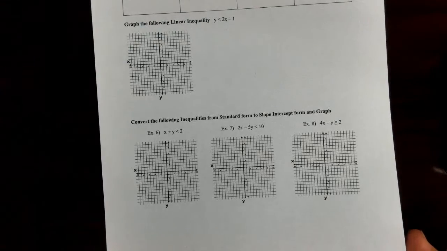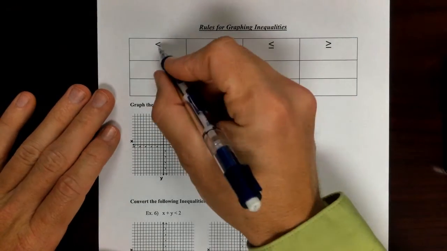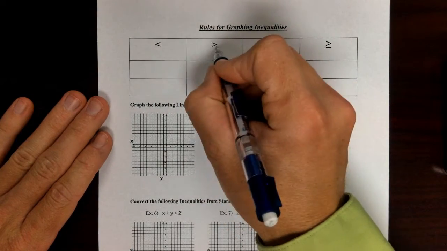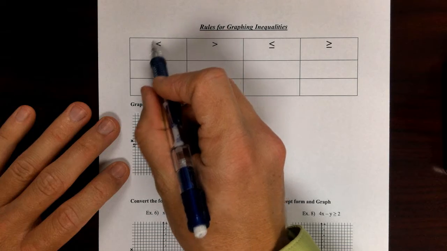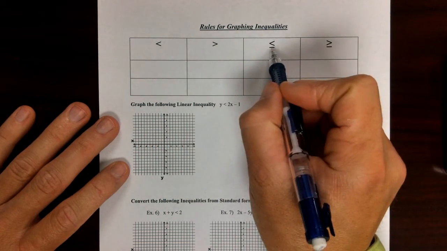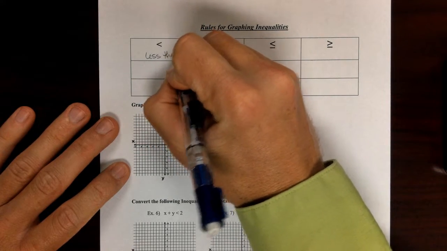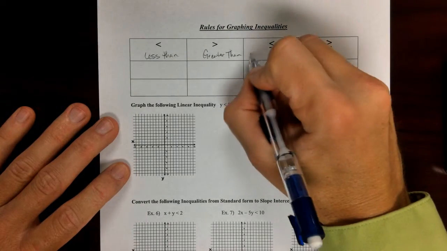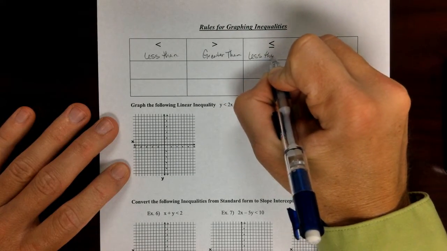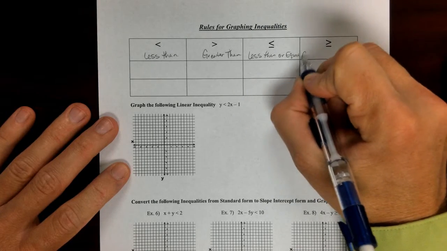Alright, now let's look at how to graph these puppies. So let's remember our rules for graphing an inequality. If I've got a less than or a greater than symbol, notice that there is no line underneath, which means it's not equal to. There's a difference here. These are equal to. This is less than. This is greater than. This is less than or equal. And this is greater than or equal.